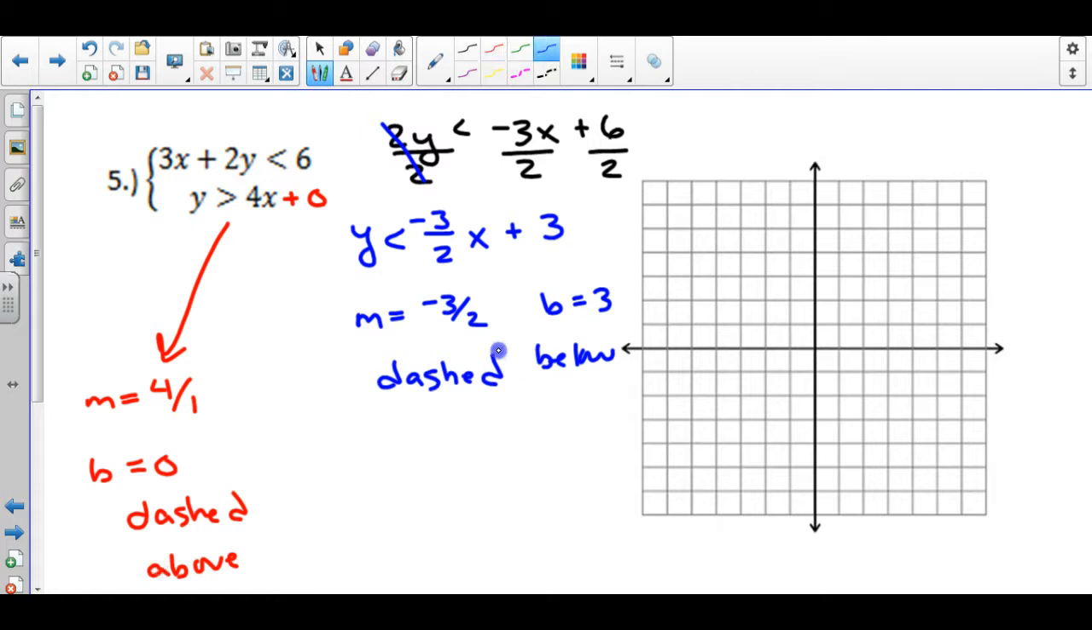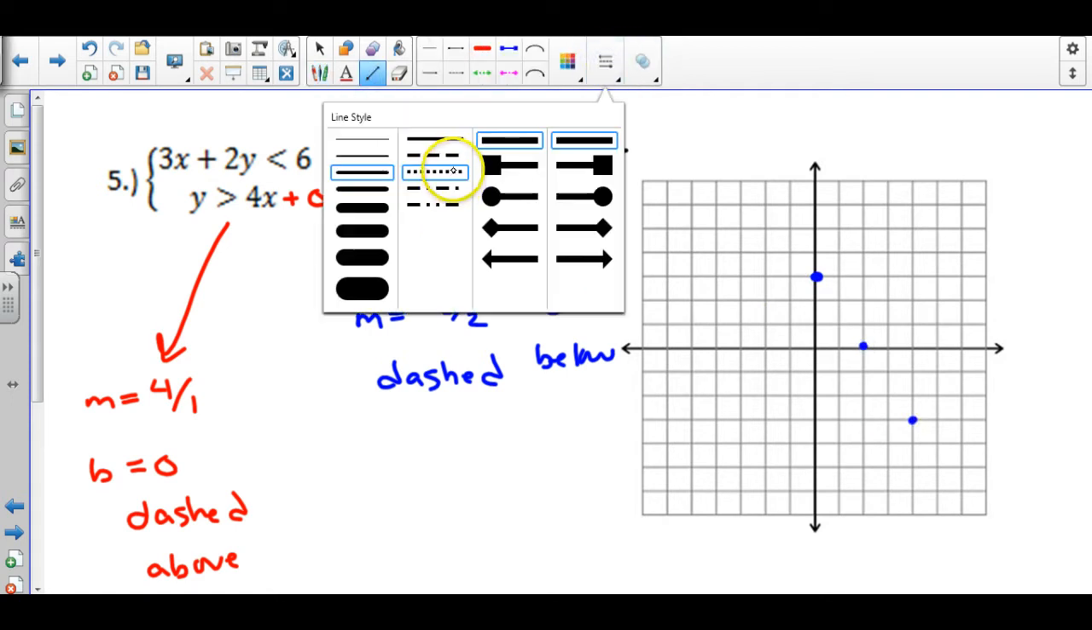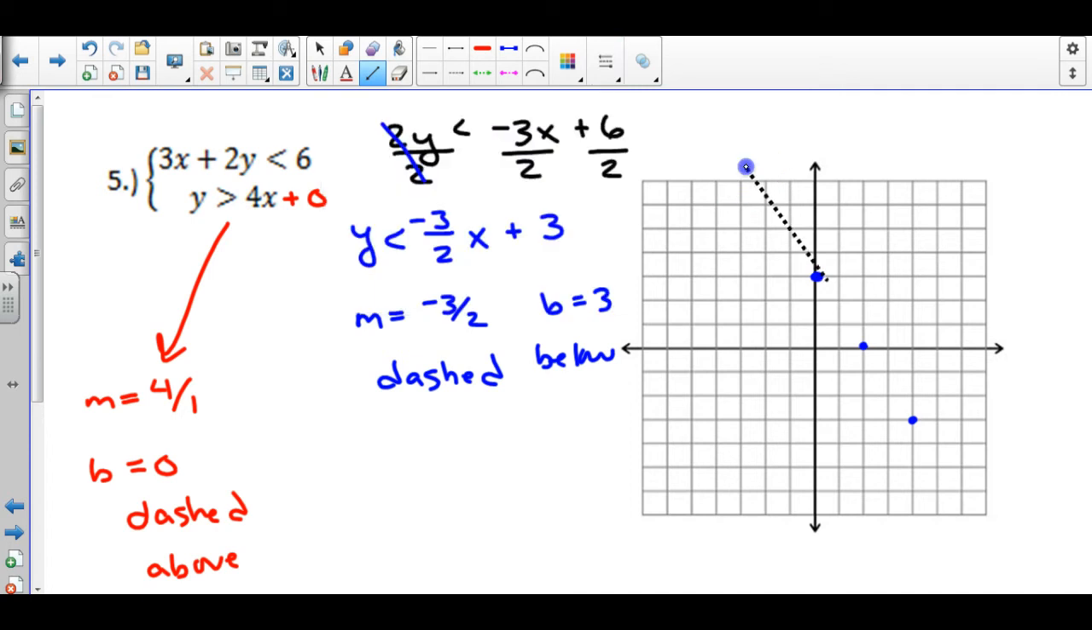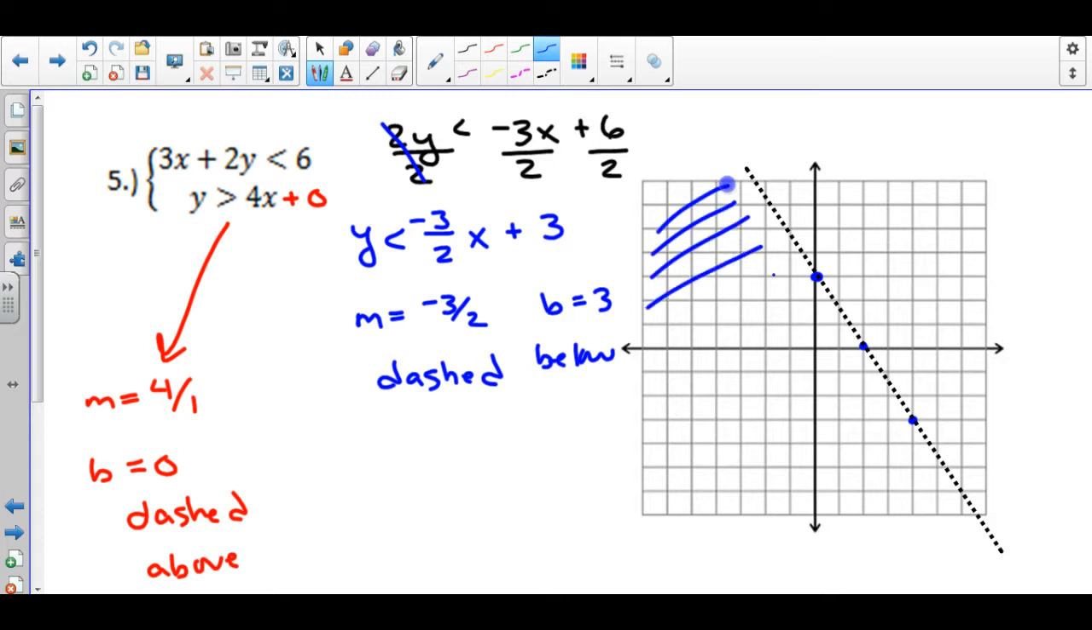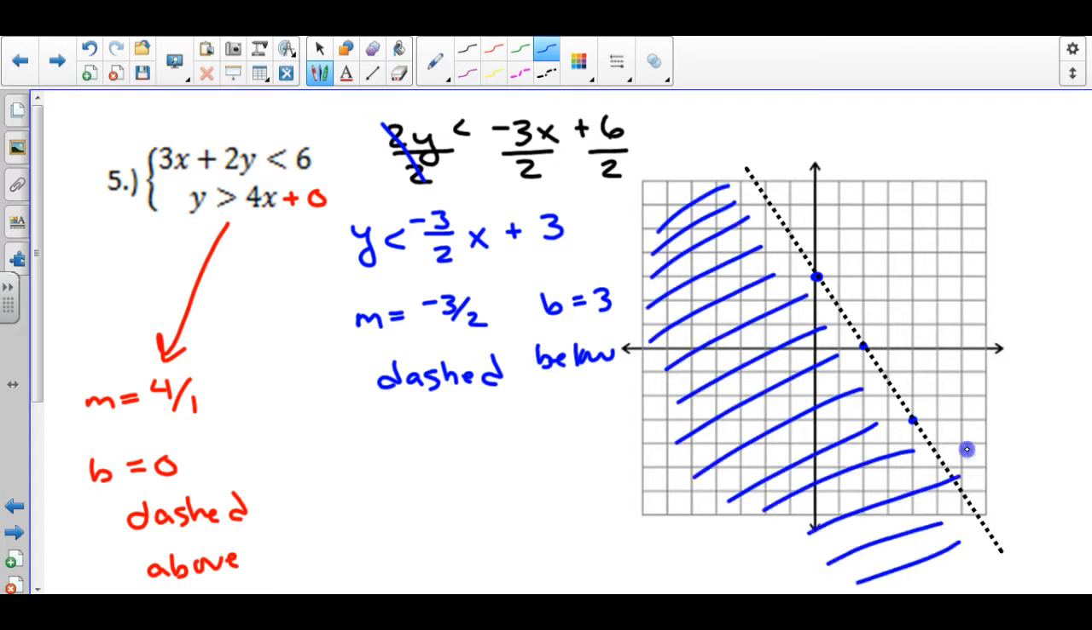I'll stick with these colors again on the graph. Starting with the blue one, we are starting up 3. The slope is down 3 and to the right 2. I'm going to get my line tool out this time, and I'm going to draw a dashed line through these points, and I'm going to shade this one below. So this one is shaded in this direction. This is all my shading. This one crossed, that's my bad. That's ugly, I need to fix that.